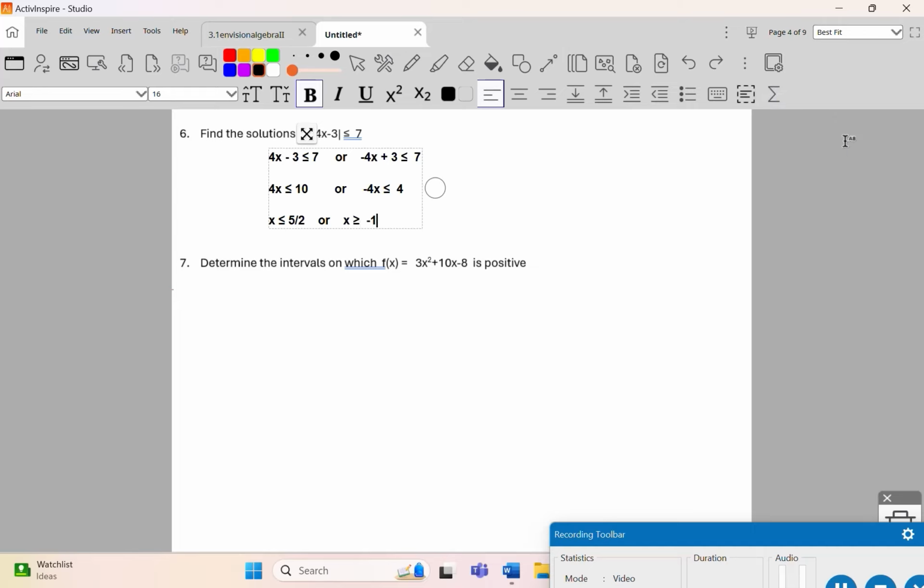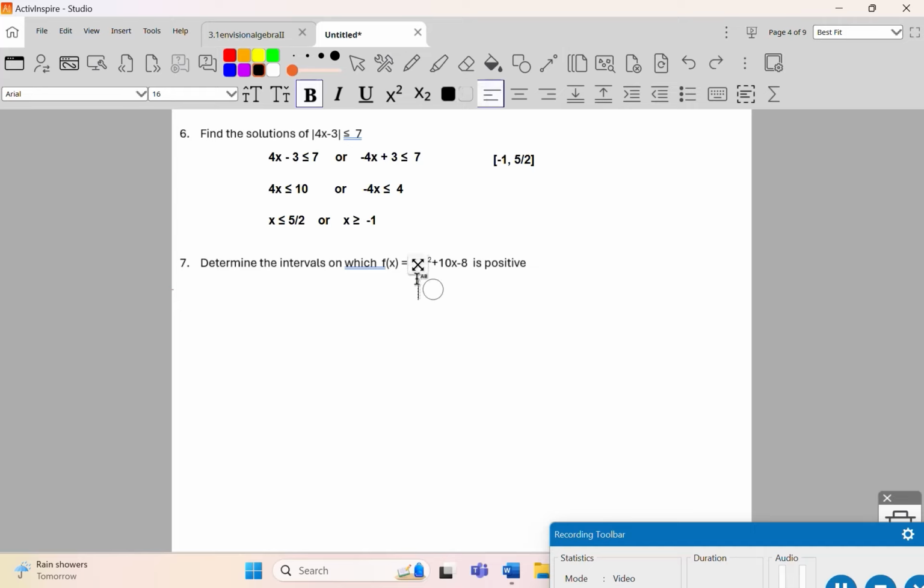So I'm greater than negative 1 or I'm less than 5/2. As an interval, this would look like negative 1 all the way to 5/2. Notice the brackets because I had less than or equal. Brackets and parentheses.